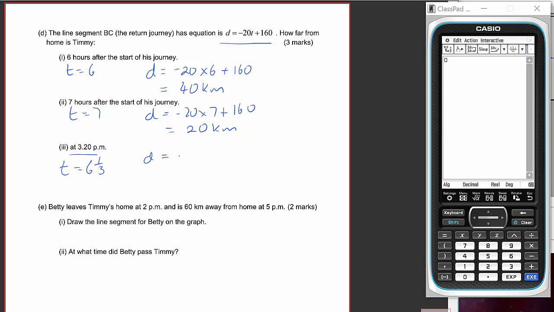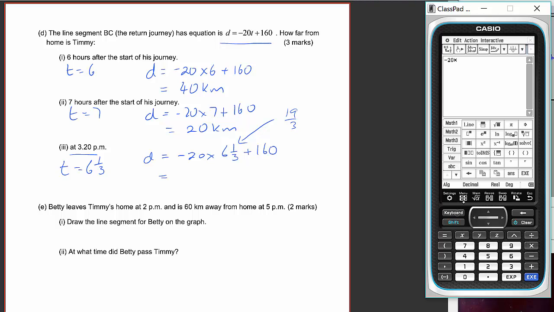So D is going to be negative 20 times 6 1/3 plus 160. 6 1/3 is probably easier to have as an improper fraction. It's 19/3. So I'm going to do negative 20 multiplied by 19/3 plus 160, and that gives me 33.3 recurring kilometers.